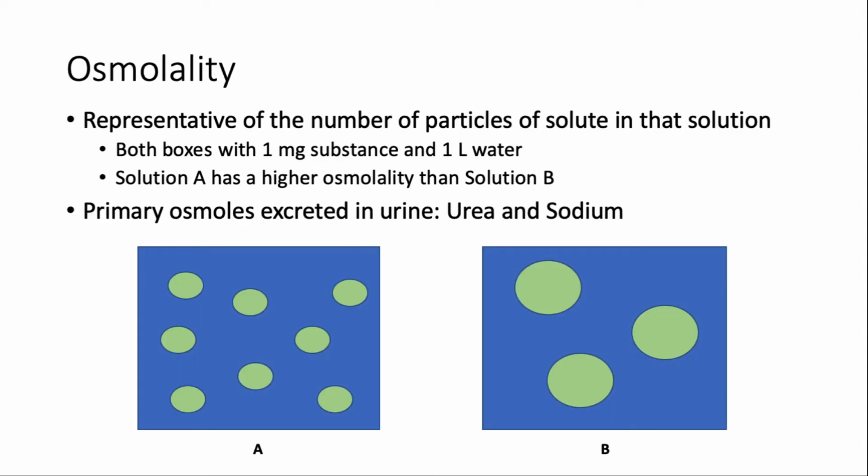So we've seen this slide before in the introduction lecture, but remember that osmolality or osmoles are determined by the number of particles, not the weight. Once again, sodium and urea are going to be your primary osmoles that are excreted in the urine. And I want you to know that the kidney is always trying to equilibrate the osmoles so that everything is equally diluted.